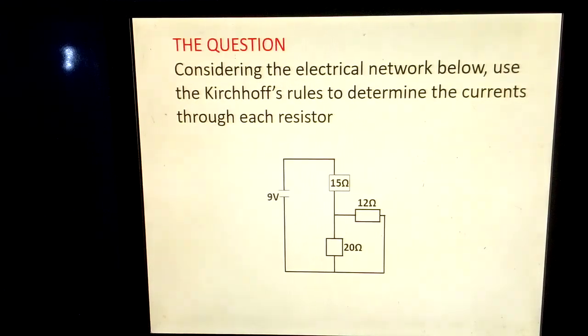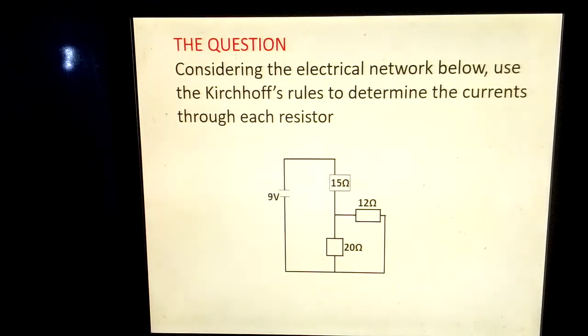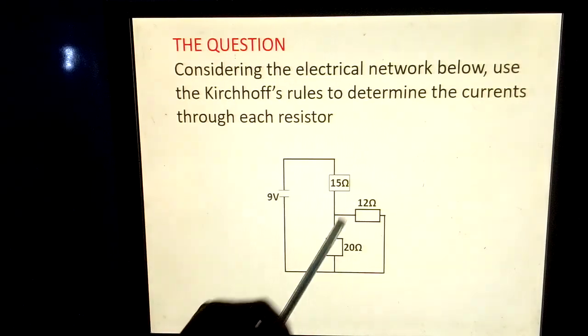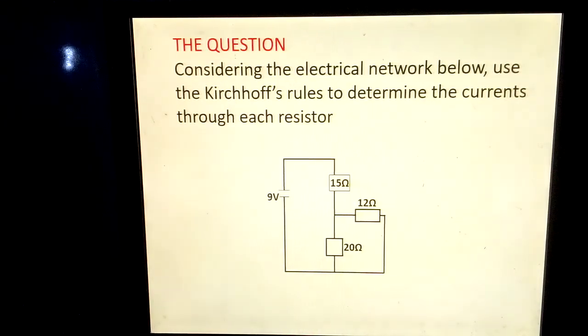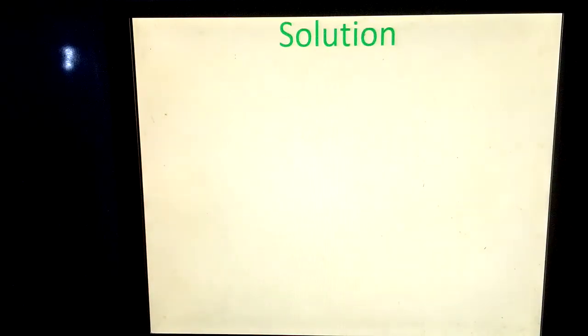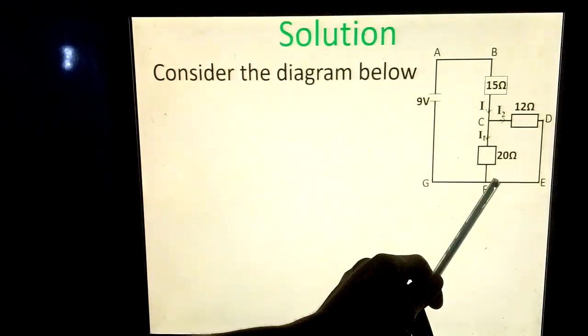So let's look at how we solve this question. The question says that considering the electrical network below, use Kirchhoff's rules to determine the current through the resistors. So we want to find all the currents flowing through these resistors. We could have as well used Ohm's law to solve this easily, but the question has restricted us to use Kirchhoff's laws, so that's what we're going to use. So let's solve it. Let's consider the diagram.